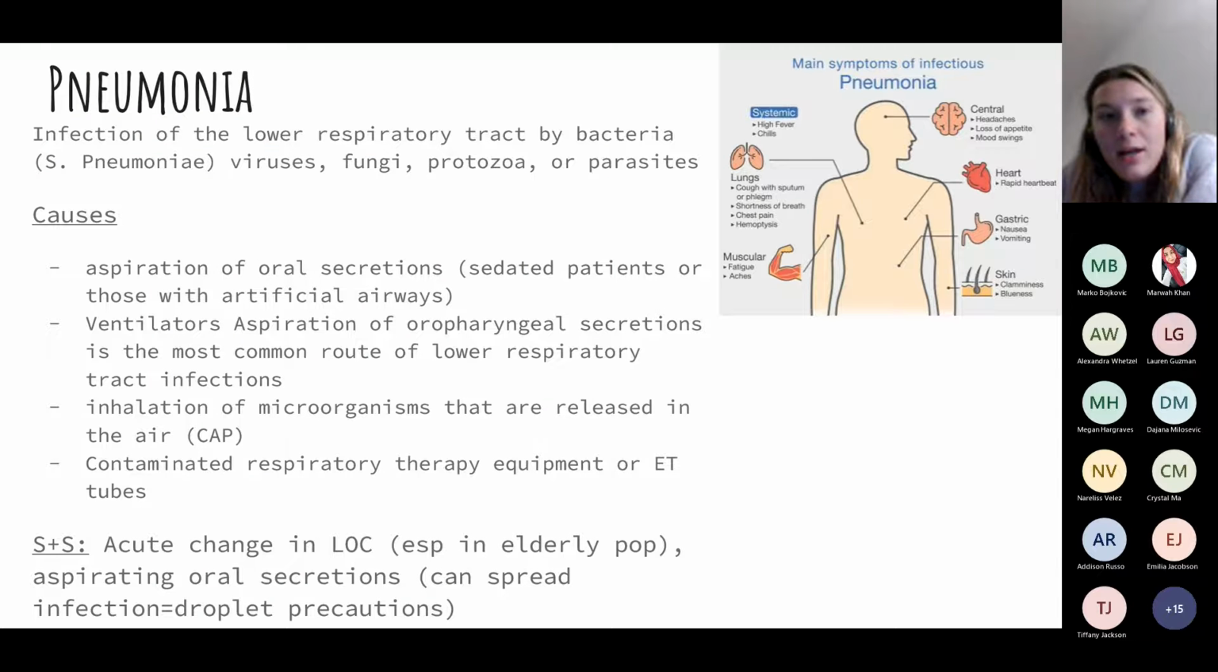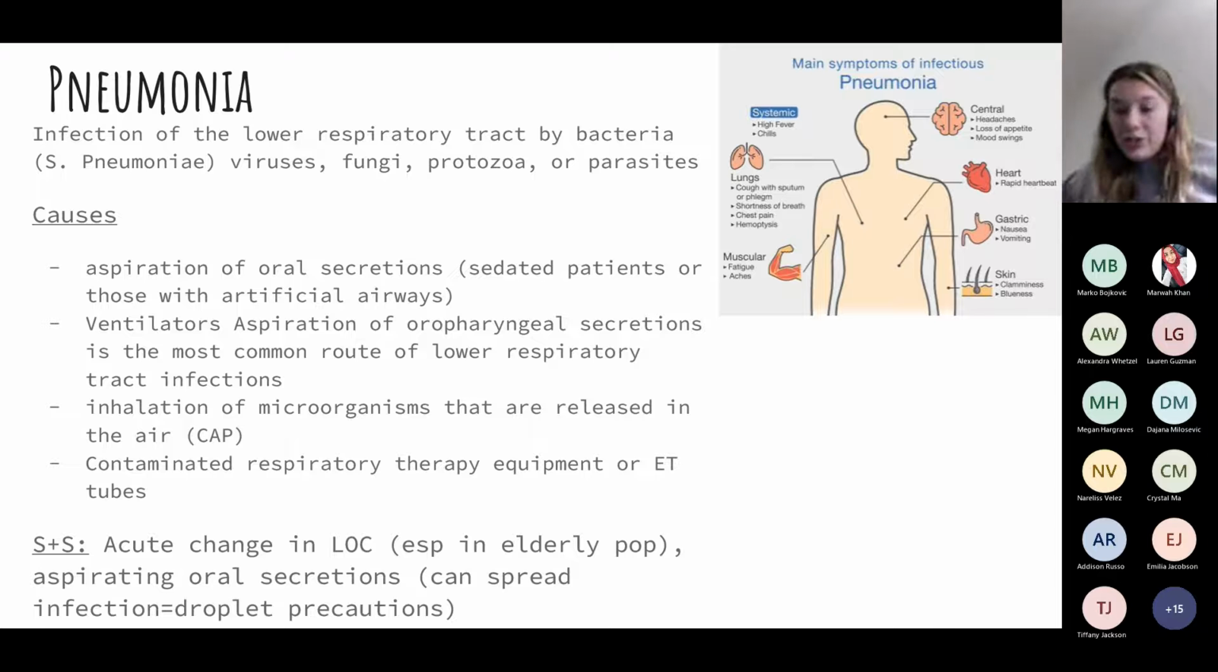So our pneumonia is infection of the lower respiratory tract. There can be a variety of causes such as aspiration. For ventilator-associated pneumonia, there can be bacteria that was on that ventilator, which is why we want to extubate our patients as quick as we can. We can also get it from others in the case of community-acquired pneumonia, etc. Just kind of know our signs and symptoms.